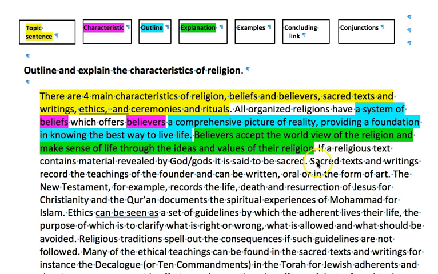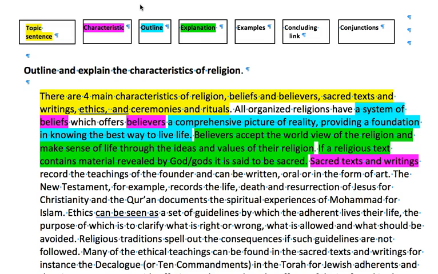So we're now going to look at sacred texts and writings. If a religious text contains material revealed by gods or God, it is said to be sacred. And now outline what sacred texts and writings are. Sacred texts and writings record the teachings of the founder and can be written, oral, or in the form of art. Now we're going to give some examples of sacred texts and writings. The New Testament, for example, records the life, death, and resurrection of Jesus for Christianity. And the Quran documents the spiritual experiences of Muhammad for Islam.